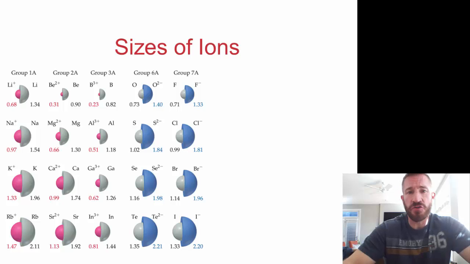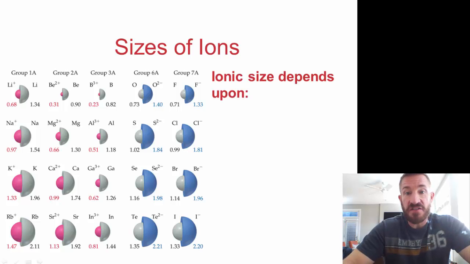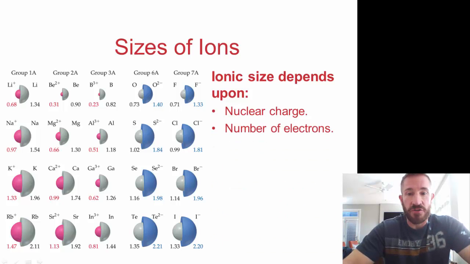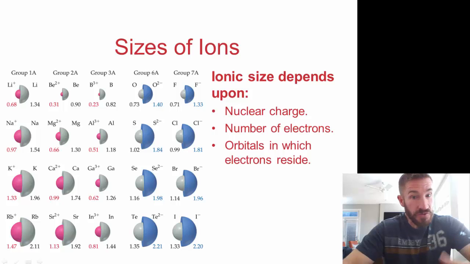Next question. Last thing we're going to do is talk about the size of ions. For this, we see that the ion size differs drastically from that of the neutral atom. Ion size depends on two things: nuclear charge, the number of protons, and the number of electrons, and the orbitals in which those electrons reside. So that's actually a huge deal.